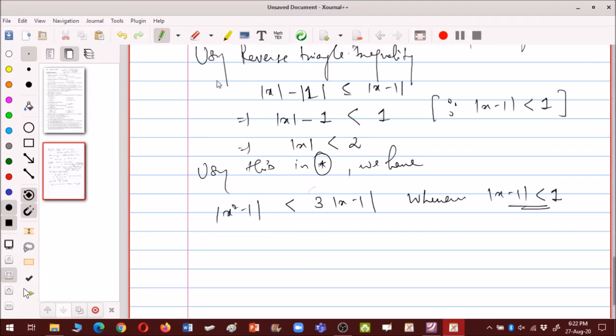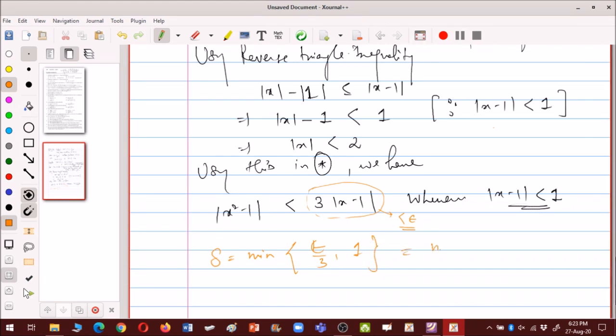Now I want this to be less than epsilon. For that I have to take some condition on this. I will take delta equal to the minimum of... Generally, when we express |f(x) - L| to be less than or equal to k times |x - c|, then we take delta equal to epsilon by k. So what delta should we take? We should take delta equal to the minimum of epsilon by 3 and 1.